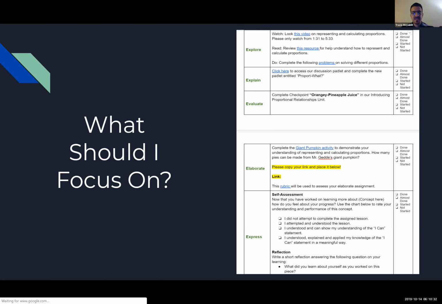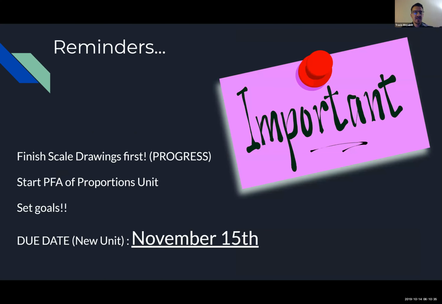So as we end, some important things to remember is that you need to finish the scale drawings first. Remember the idea of progress. We're not going to jump forward to this unit if you haven't finished. Some students finish at different paces, and that is okay. And we want to be able to respect that. So you can continue working on that unit and finish it before you move on to this one. If you are moving on to this one, you can start on the power focus area of proportions and look at the PACE guide for more information.